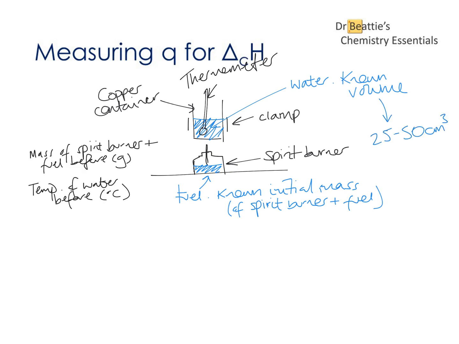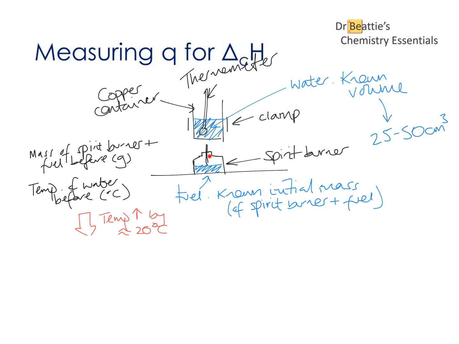So we take two measurements before we start the actual heating and combustion of the fuel. We take the mass of the spirit burner plus the fuel before in grams. So take this whole thing and put it onto a balance. And then we just read off the thermometer the temperature of the water beforehand.